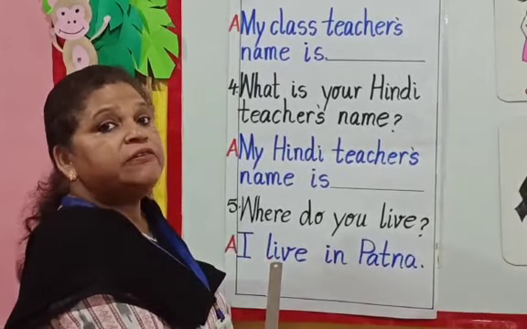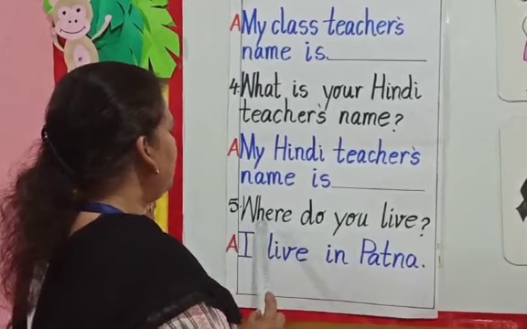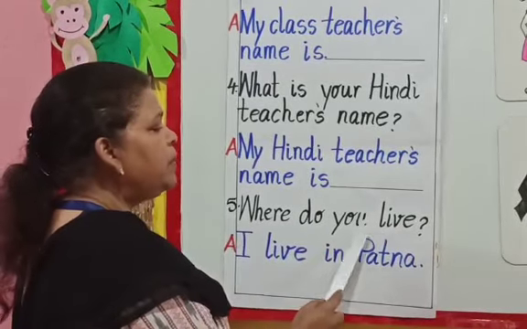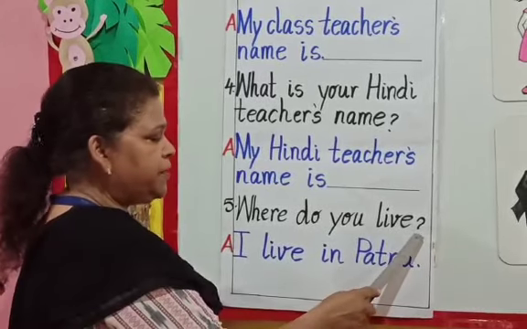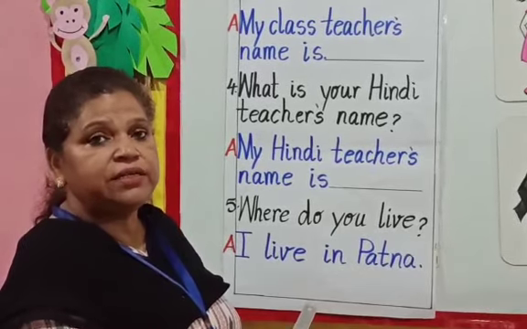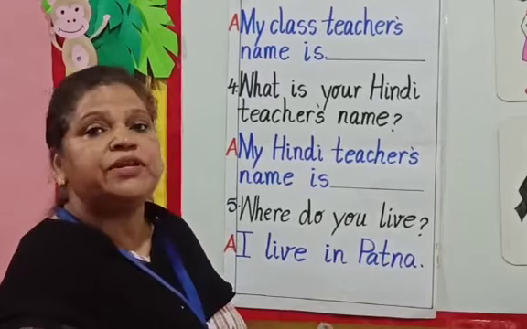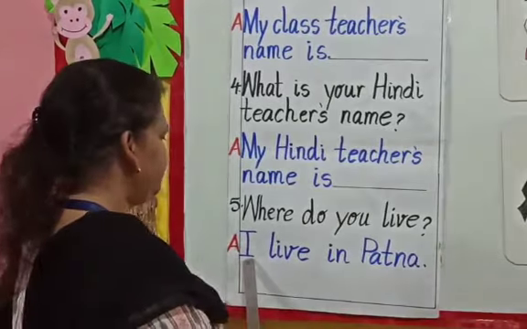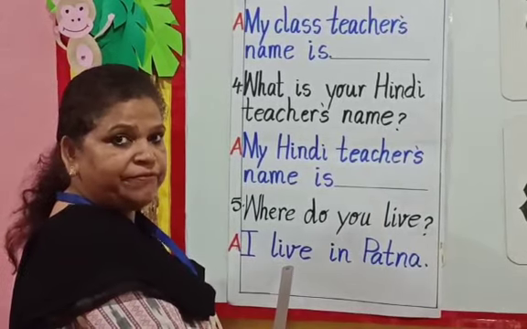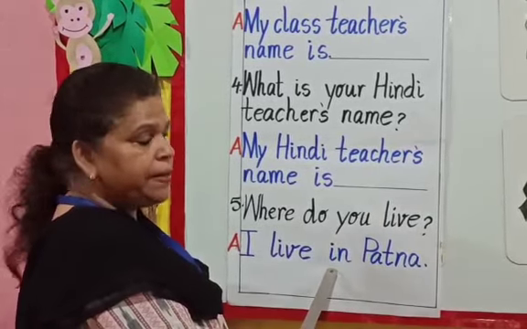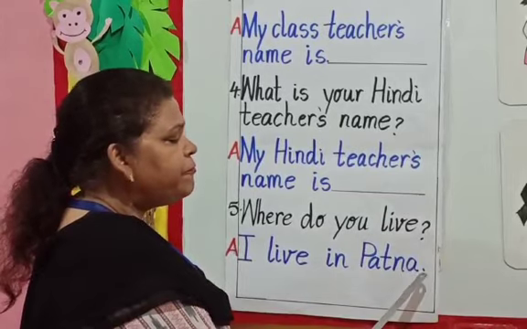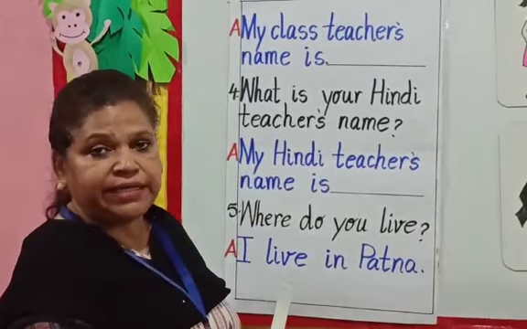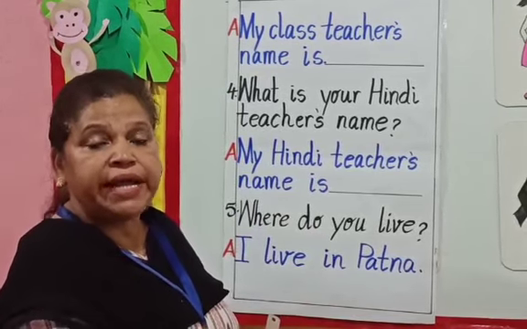Question number 5. Where do you live? Question mark. Where do you live, children? Come on, all of you say, where do you live? You will say, I live in Patna. Full stop. You will write Patna with a capital letter because it is a proper name.